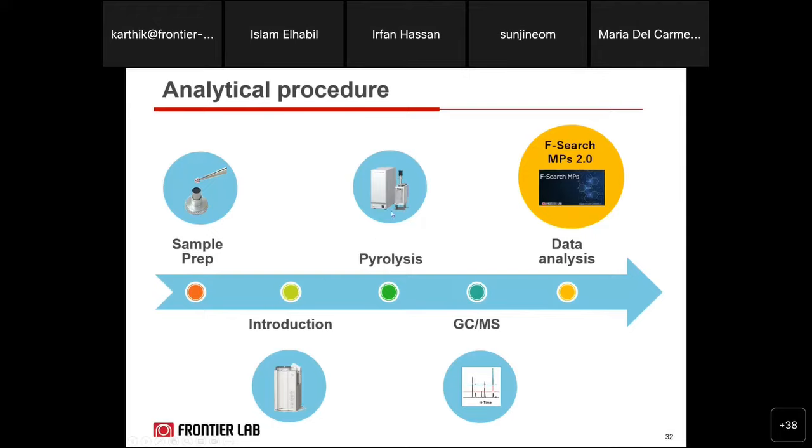In pyrolysis, the sample cup will be dropped into the pyrolyzer, which is set at high temperature. Then the GCMS will produce the data. Then this data is analyzed with the F-Search MP software. So this is very straightforward.